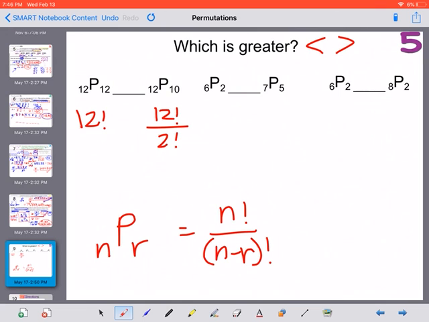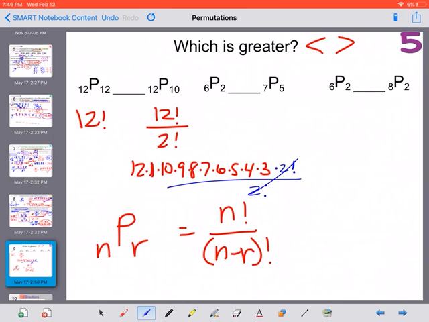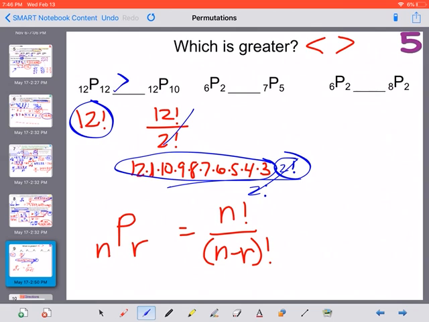So if we cancel these out, this is really, on this side, 12 times 11 times 10 times 9 times 8 times 7 times 6 times 5 times 4 times 3. The 2's would cancel out. If we had 2 factorial here and 2 factorial on the bottom, those would cancel out. So which is greater, this times this or 12 factorial? Well, 12 factorial would include multiplying by 2 and 1. So this is going to give us a greater number. 12 objects arranged 12 ways is going to be more choices than 12 objects arranged 10 ways. Or, I'm sorry, 10 objects, 12 ways, 12 choices.